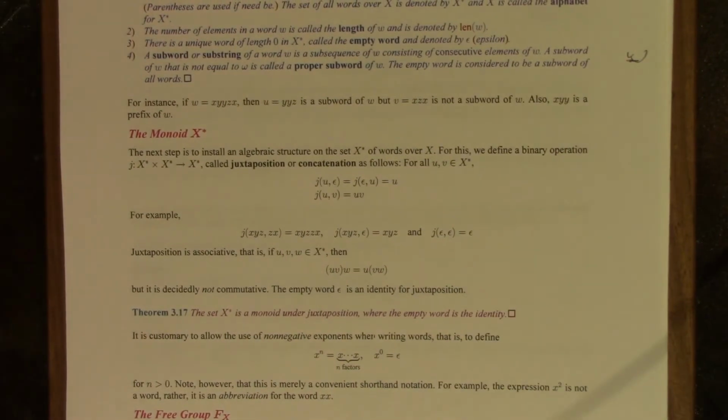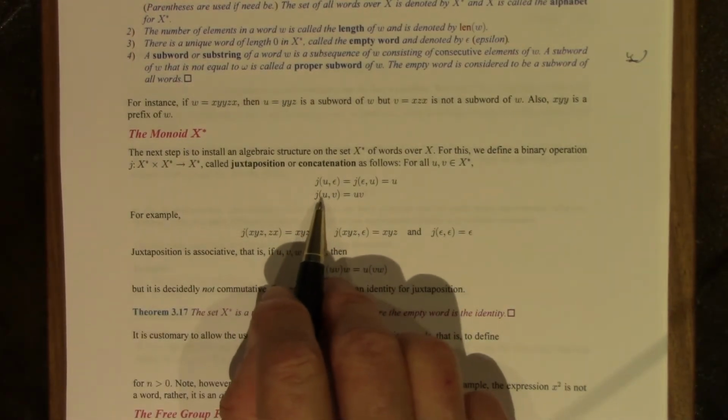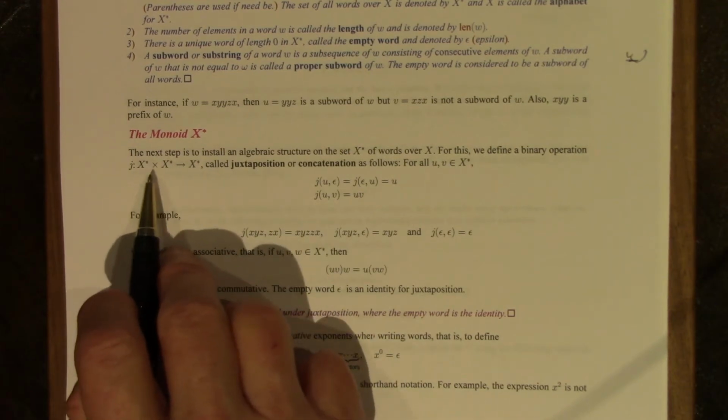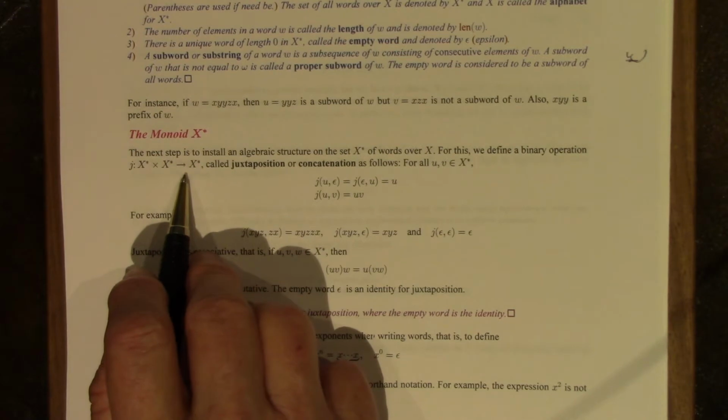So we have right now a set of words. It has no structure. So the next step is to install an algebraic structure on the set X star. And the first step in doing that is to define a binary operation, and we're going to use juxtaposition. I called it J here. It's a function from ordered pairs to elements of X star.